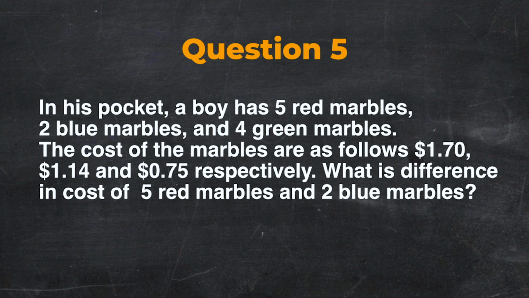Question 5 reads, in his pocket, a boy has 5 red marbles and 2 blue marbles and 4 green marbles. The cost of the marbles are as follows: $1.70, $1.14, and 75 cents respectively. Now, what is the difference in the cost of 5 red marbles and the 2 blue marbles? Now what do we need? So the cost of the red, the blue, and the green marbles are as follows: $1.70, $1.14, and 75 cents respectively. There are 5 red marbles and 2 blue marbles. What do you need to solve this problem?